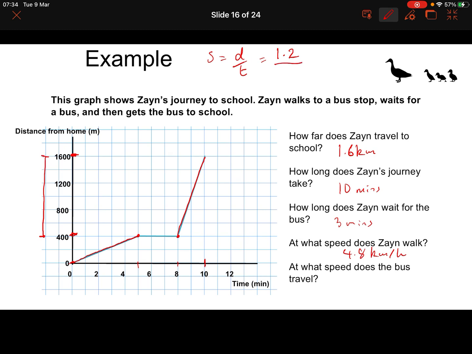So 2 divided by 60 is the same as 1 divided by 30. So I'm going to do 1 divided by 30, just change that into a decimal on my calculator. And then 1.2 divided by that answer is equal to 36 kilometres per hour. That is a very reasonable speed for a bus to travel, so I know that I've probably done it right. Okay?